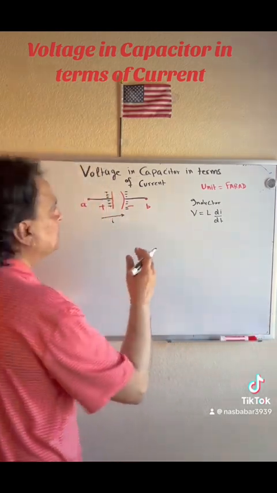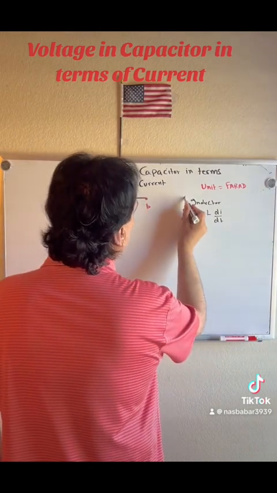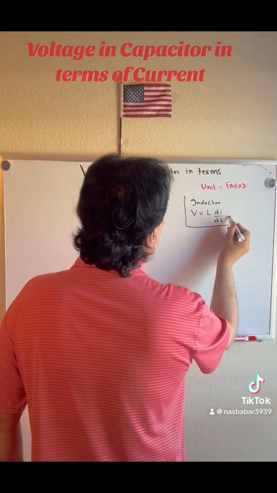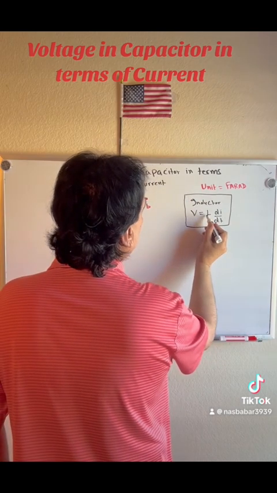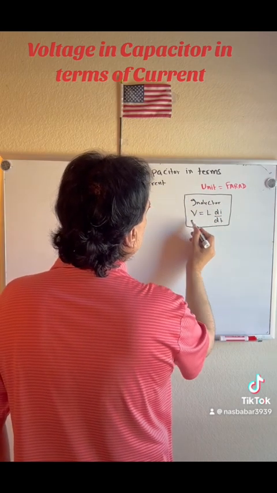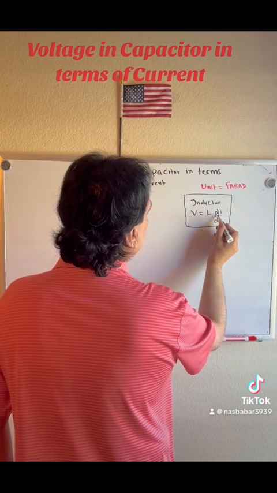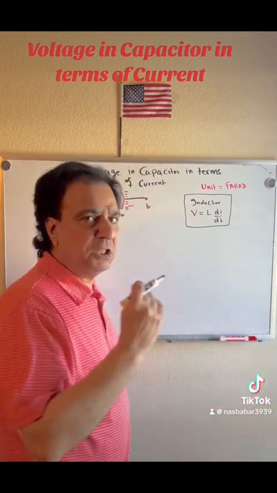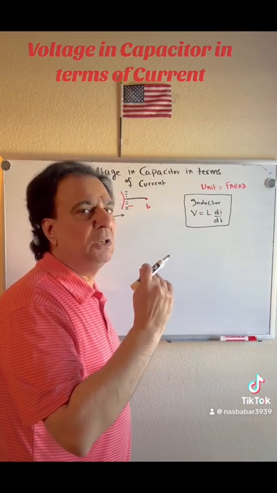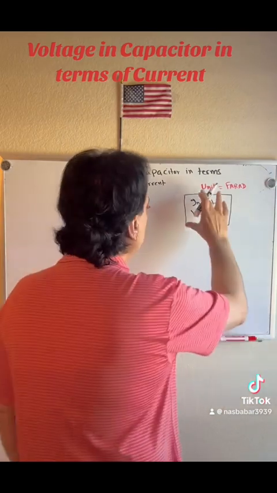From a previous lecture, if you recall, when we talked about the inductor, we said voltage is equal to L di/dt. In other words, voltage is directly proportional to the rate of change in current. If the current changes, your voltage also changes. So keep that in mind.